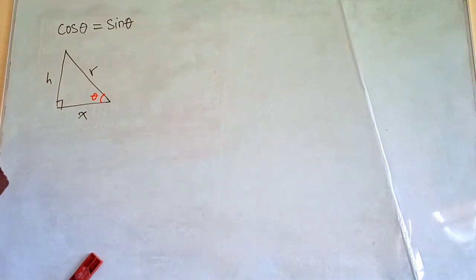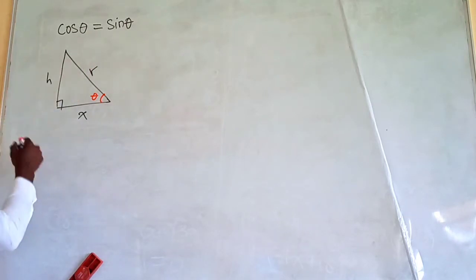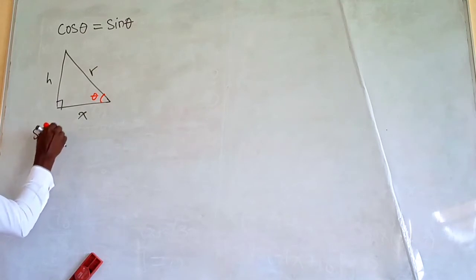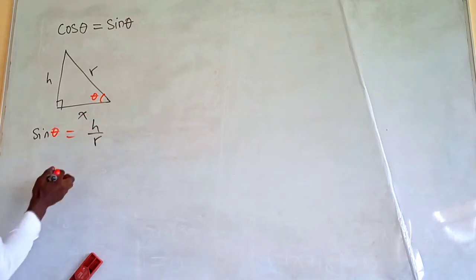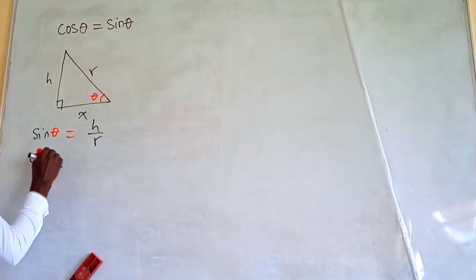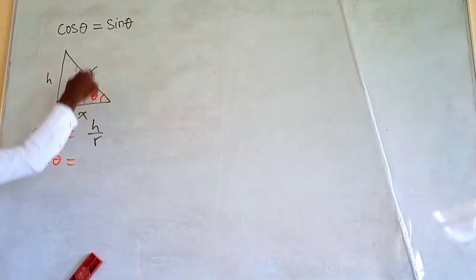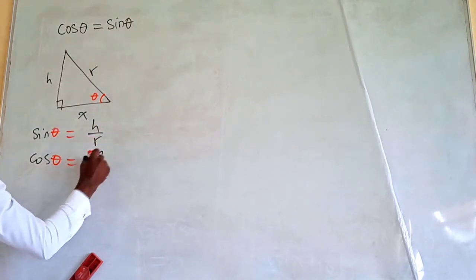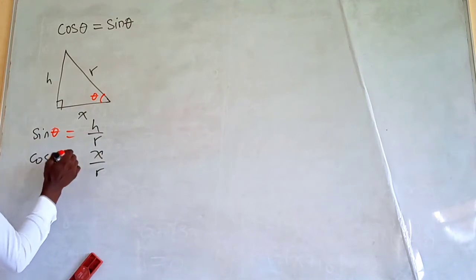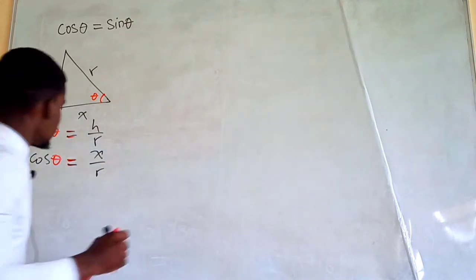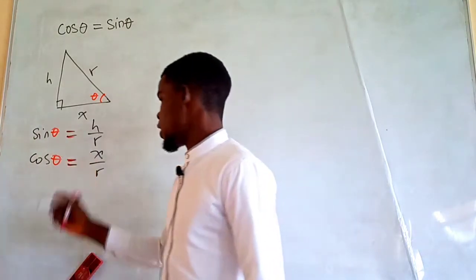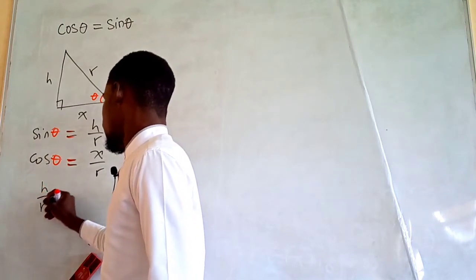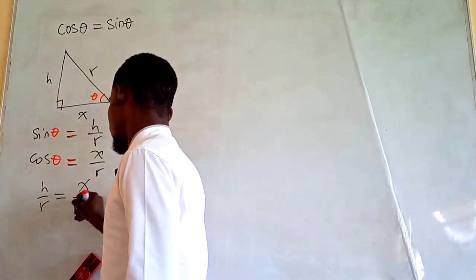Well, from the sine and cosine functions of an angle theta, we will have that sine theta is equal to opposite over the hypotenuse, that is just h over r, while cosine of theta is just adjacent over hypotenuse, that is x over r, right? Okay, so that holds. Now for the equality of these two functions, sine and cosine, it follows that h over r should be equal to x over r.